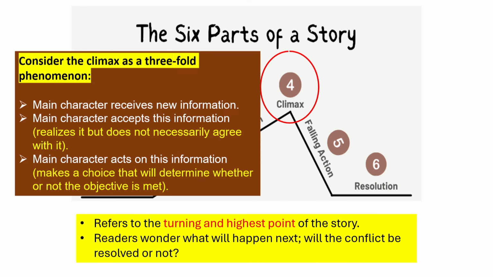Consider the climax as a threefold phenomenon. Main character receives new information. Main character accepts this information, realizes it, but does not necessarily agree with it. Main character acts on this information, makes a choice that will determine whether or not the objective is met.